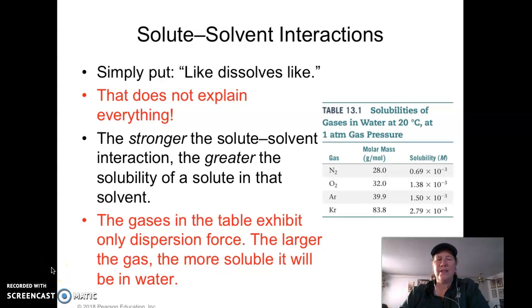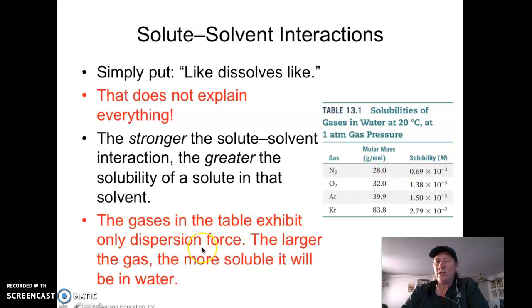Okay, we ended on this slide, but I didn't totally get to finish it, so I wanted to go through. Again, when we're talking about what will determine if something will actually form a solution, first we're going to look at the solute to the solvent interactions, okay? And they have to be similar in their bonding type when they're talking about like dissolves like, okay? The one I didn't get here was the gases over here.